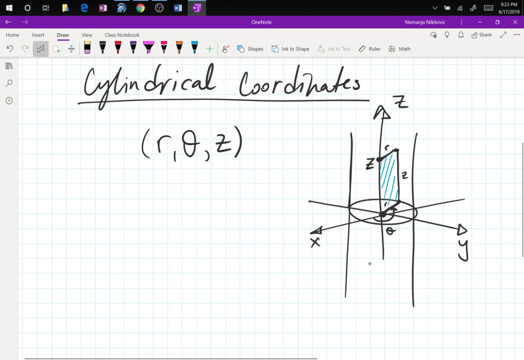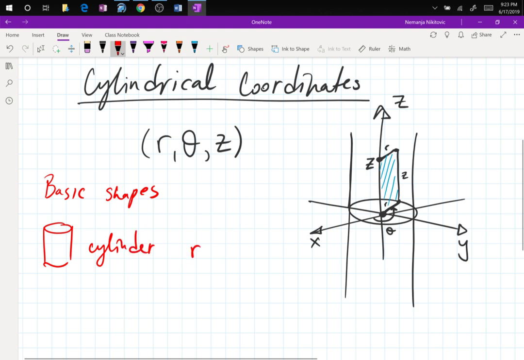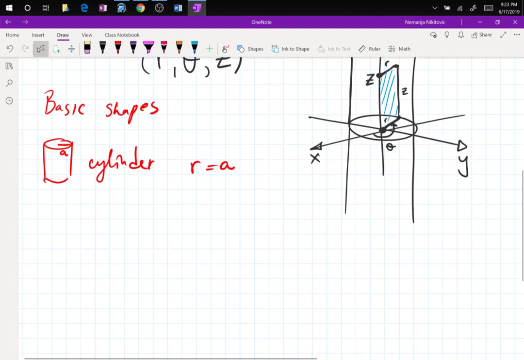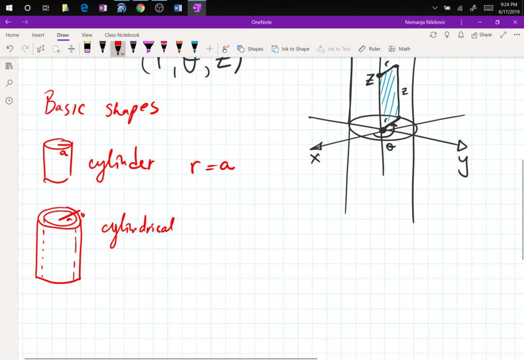So let's just take a look at some basic shapes. The first basic shape is the cylinder. And that one would be r equals a, right, where you have some radius r equals a. So that's one of the basic shapes. Then we have a cylindrical shell, which is technically just like a piece of a hose or something. There's a hole inside, and there are two radii, A and B. So cylindrical shell, and r is in between A and B.